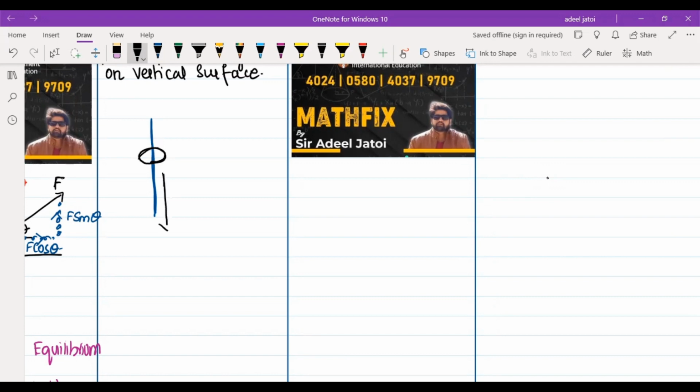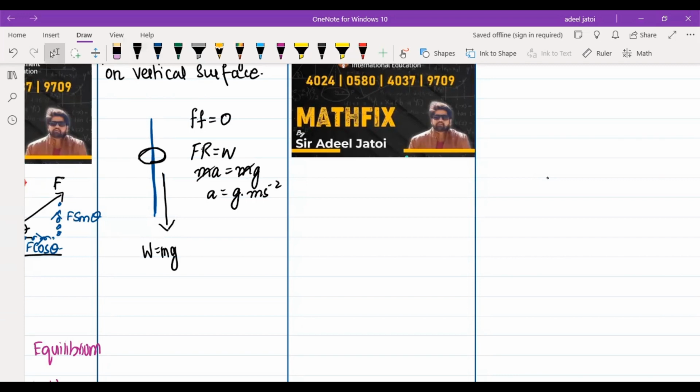The weight of this will be downwards, which will be what? Mg. Considering that it's a ring, the frictional force applied will be 0, so your FR is basically your weight. That means ma is equal to mg. So m is cancelled. So that means a becomes what? g. So can we just say that acceleration becomes your gravity when the ring is on the vertical side.